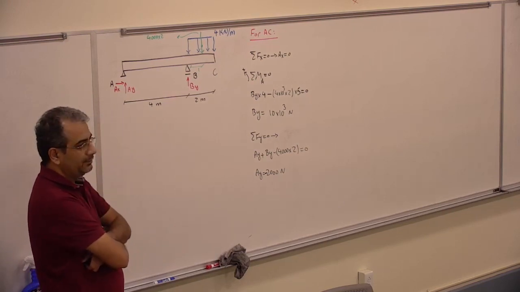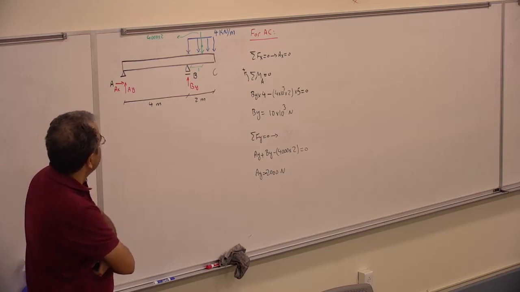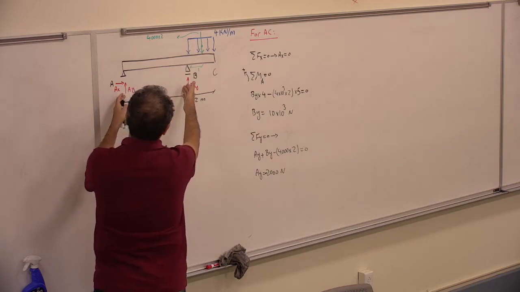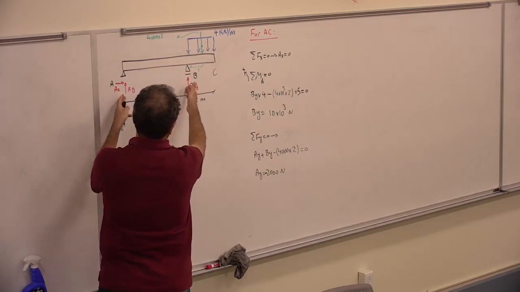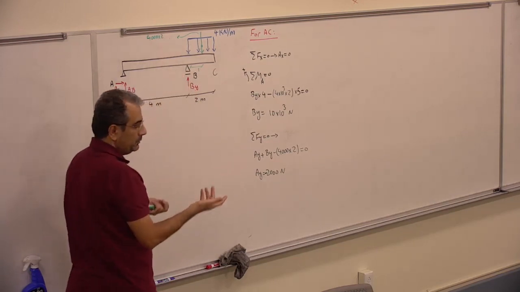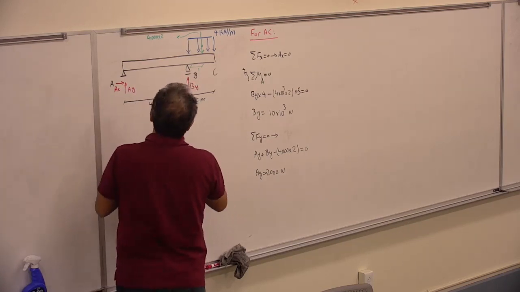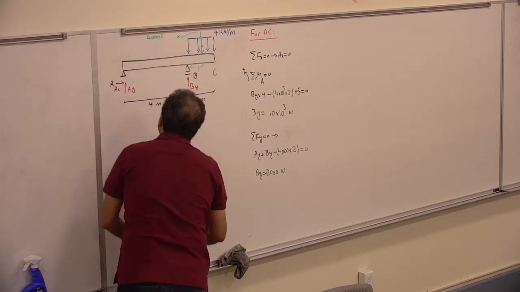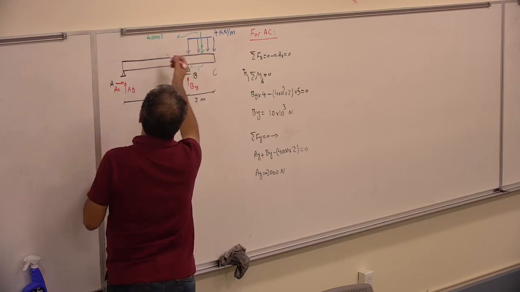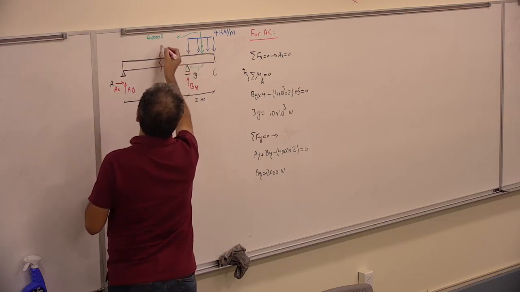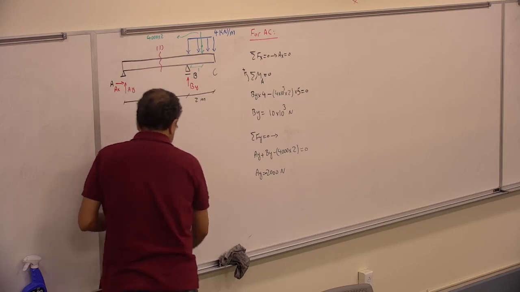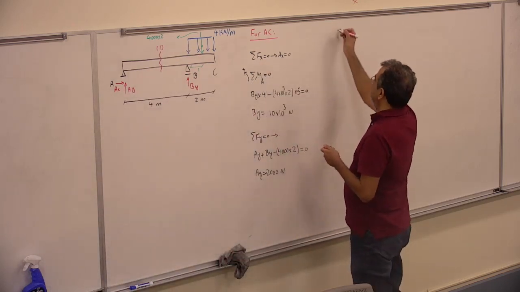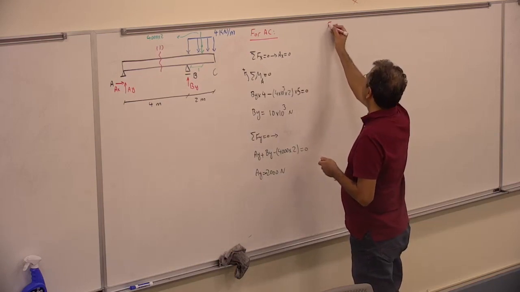This is correct. Okay. So now I have to cut it first. Again, between any two concentrated loads, I have a section. So I have to go there and cut it somewhere there. So maybe somewhere here. So section 1. So for AB, section AB.